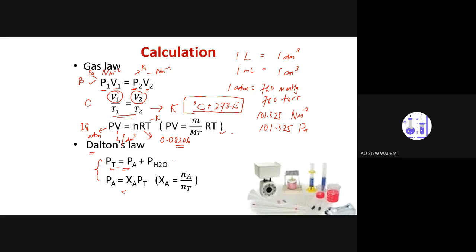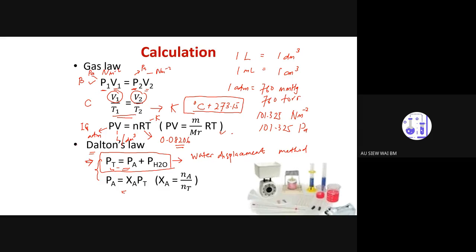When do we use this formula? Where can we use this formula? If you still remember, we have a method called the water displacement method, where we collect the gases over water. So for this one we use the first formula.